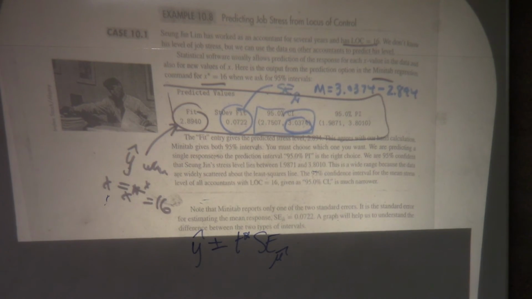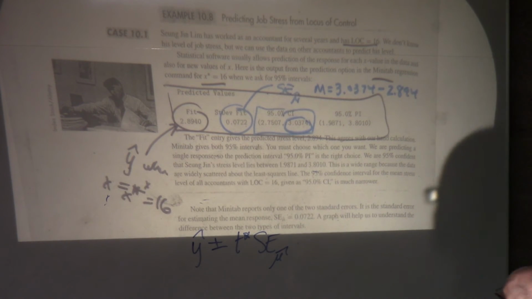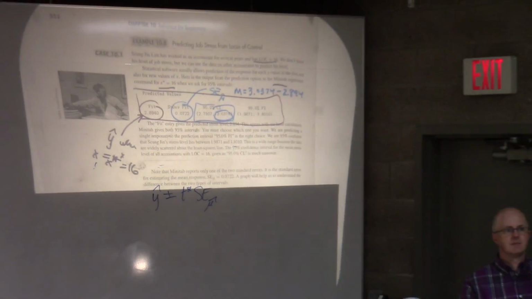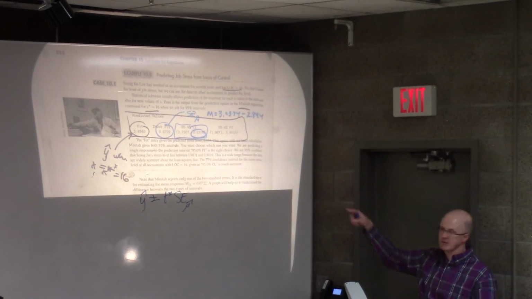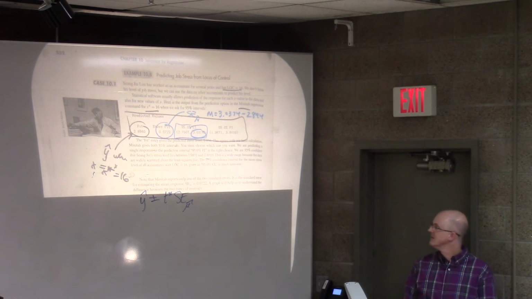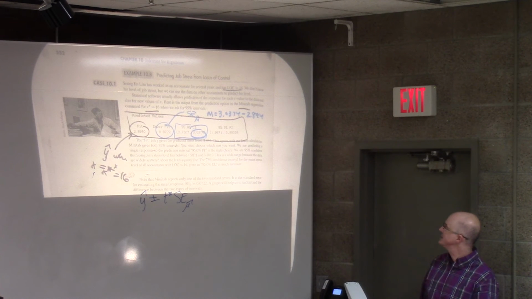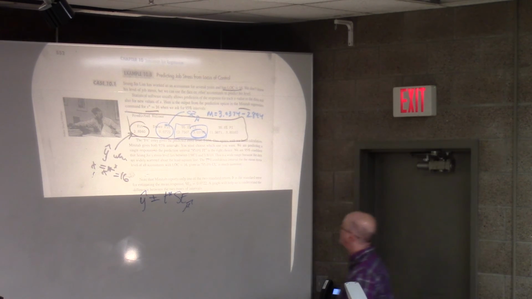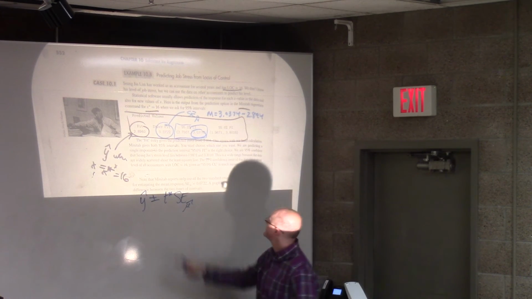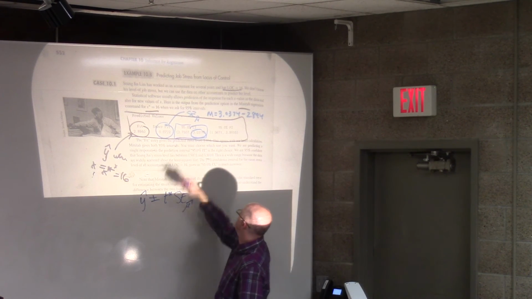But what's the purpose of this interval? That's the more important thing. The purpose is to estimate the population mean. For all those people whose LOC value is 16, what is the mean of the Y values? That's what this interval is meant to estimate with 95% confidence. For all those people whose LOC is 16, we estimate with 95% confidence that the mean stress level is between 2.7507 and 3.0374.